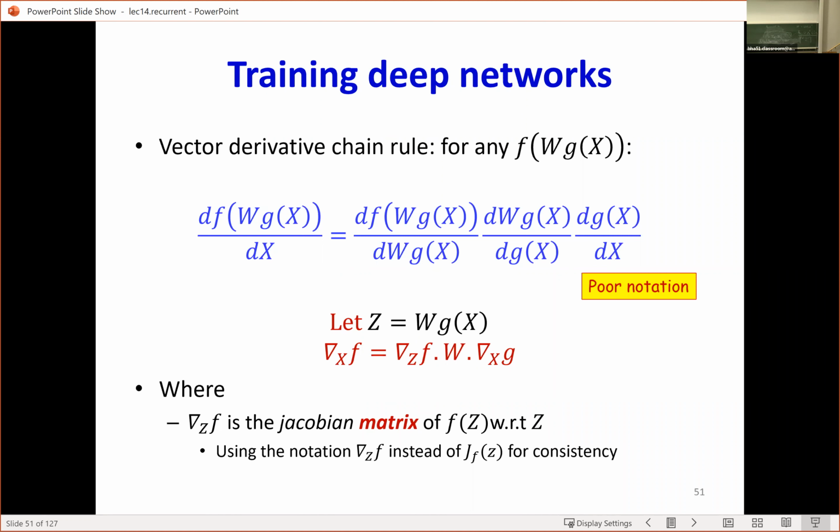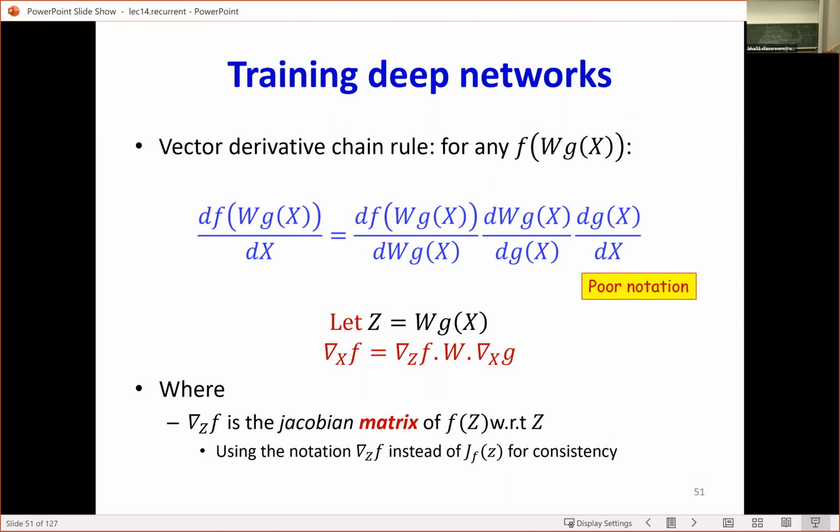If I write wg as z, then it's the derivative of f with respect to z, the first term. Then the derivative of wg with respect to g is just w, so the second term is w. And then the third term is the derivative of g with respect to x. This chain rule has got to be very familiar to all of you, right? Nothing particularly complicated.